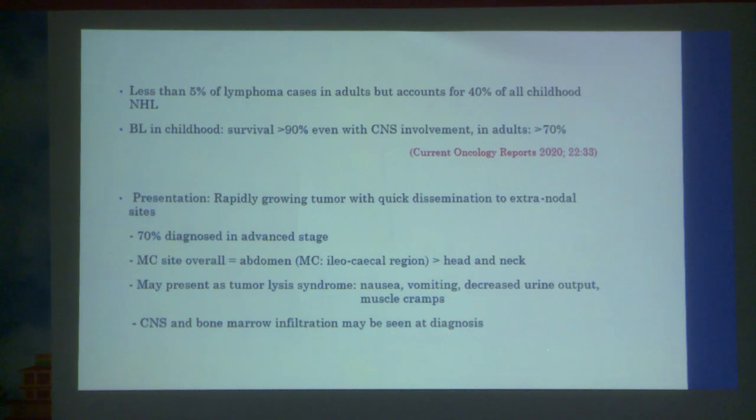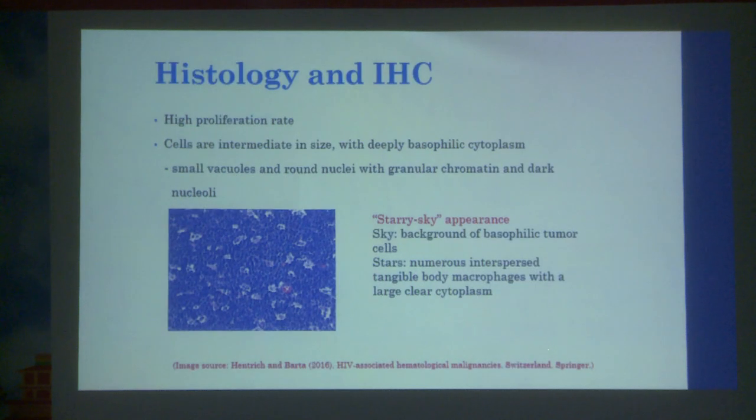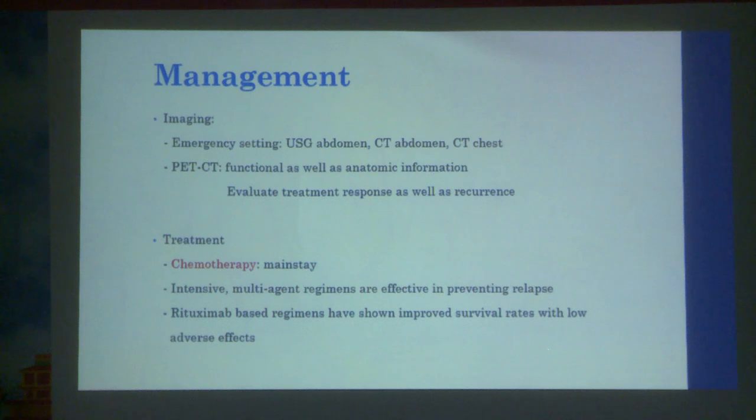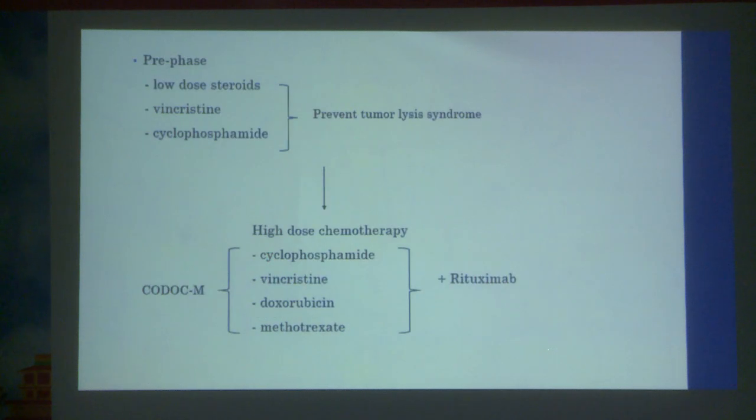It normally presents as a rapidly growing tumor with very quick dissemination, and therefore 70% are diagnosed at a very advanced stage. The most common site is the ileocecal region in the abdomen, followed by the head and neck, and patients present with tumor lysis syndrome. The histology has a characteristic starry sky appearance. They are positive for CD20, CD79A, CD10, and BCL6. However, generally negative for BCL2 and TDT. The mainstay of management is chemotherapy. Rituximab-based regimens have shown improved survival rates.